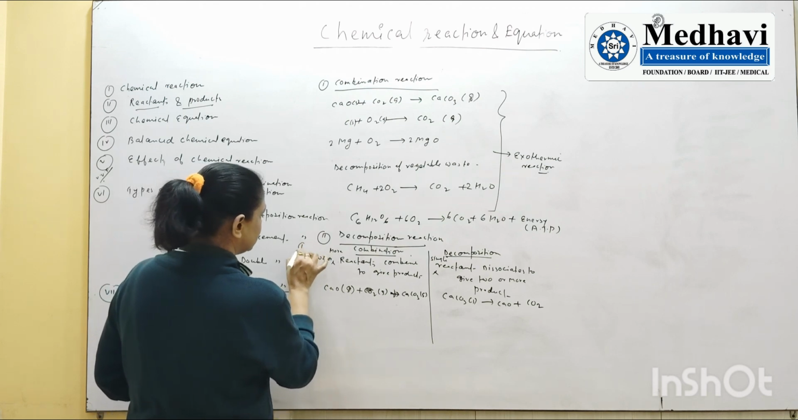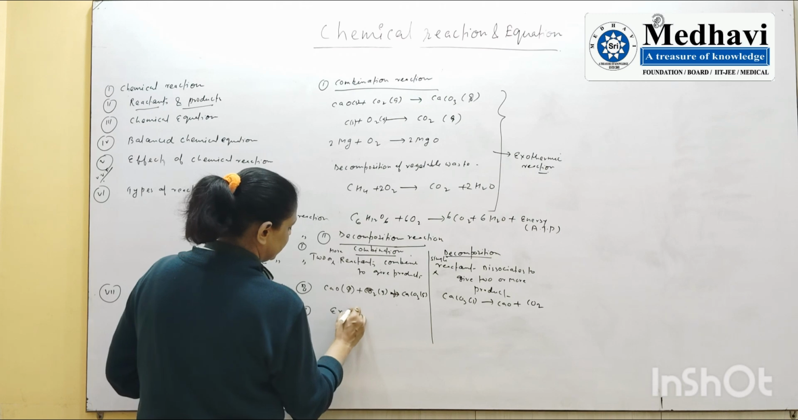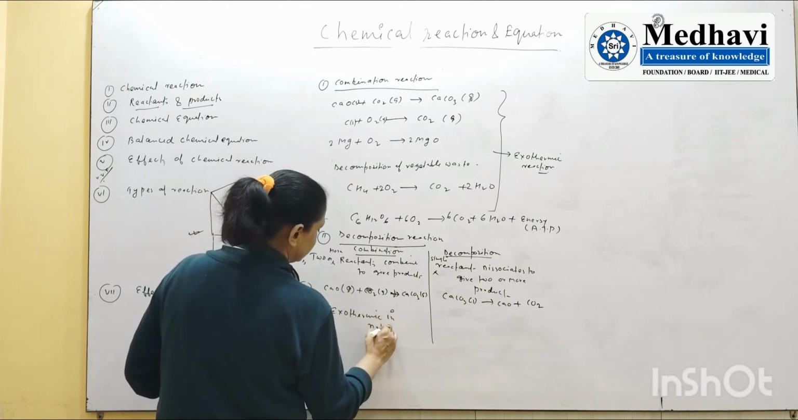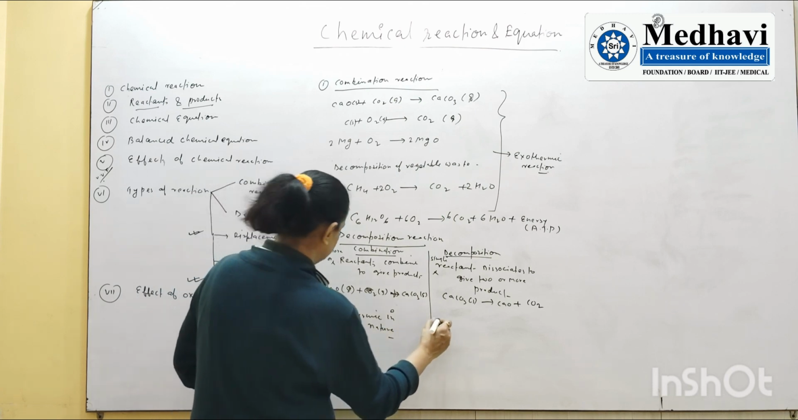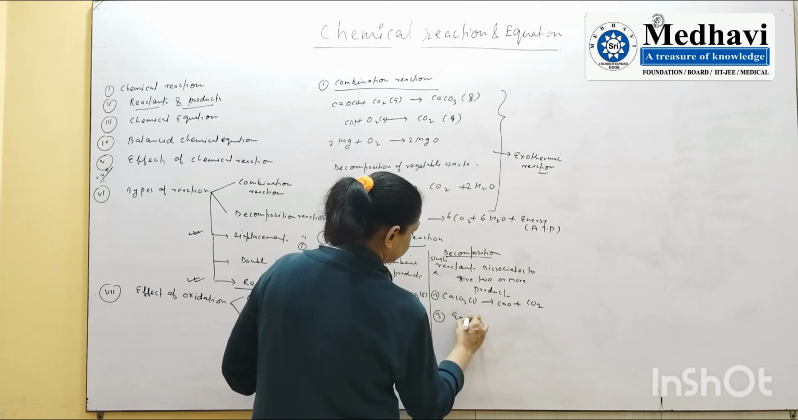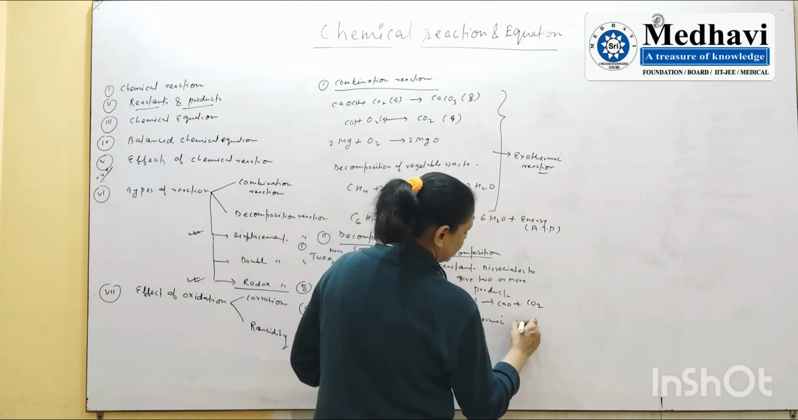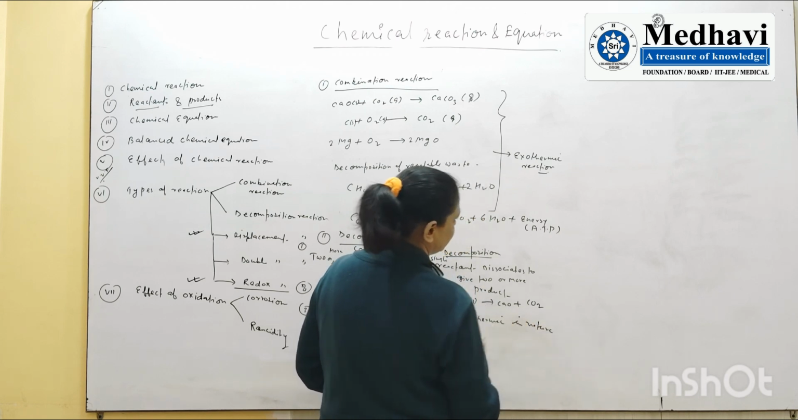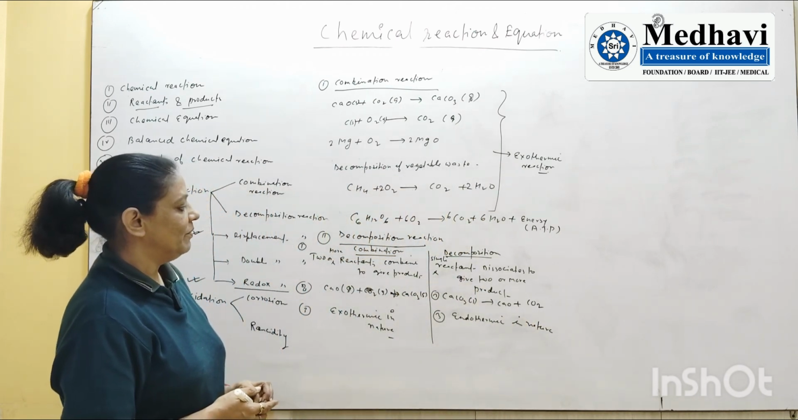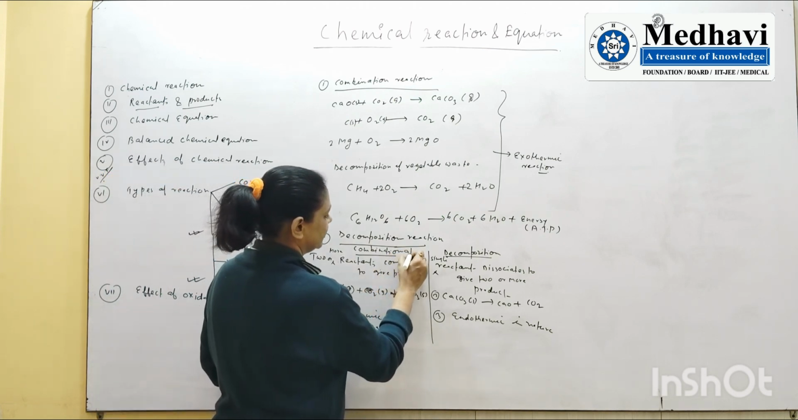The third point is that combination is exothermic in nature. Exothermic in nature means heat is evolved. Here, decomposition is endothermic in nature. Endothermic in nature means heat is absorbed. So these are the basic differences between combination and decomposition reaction.